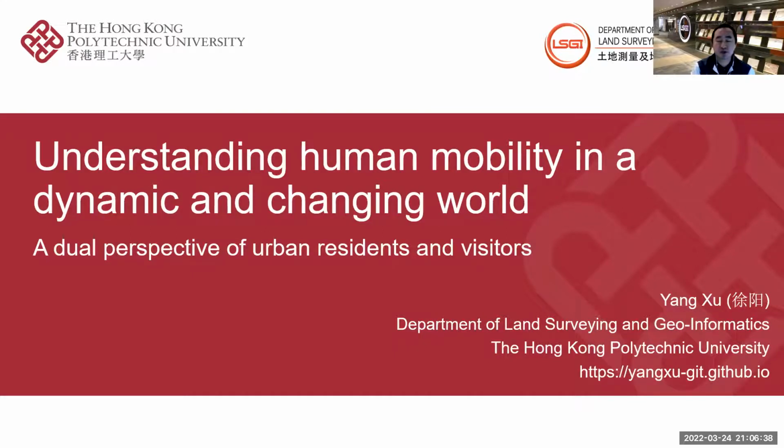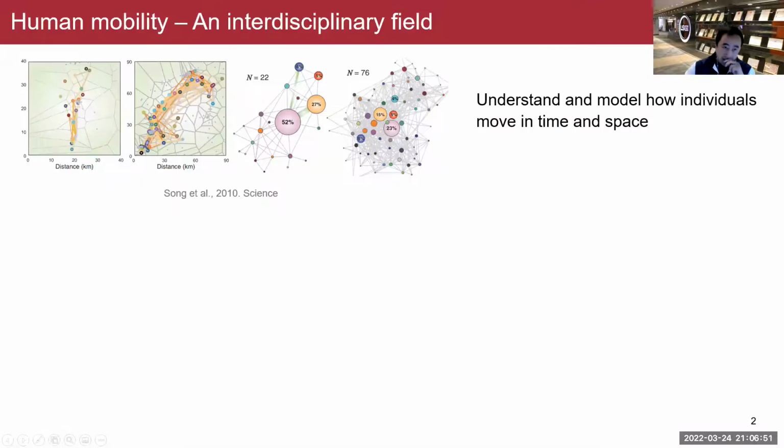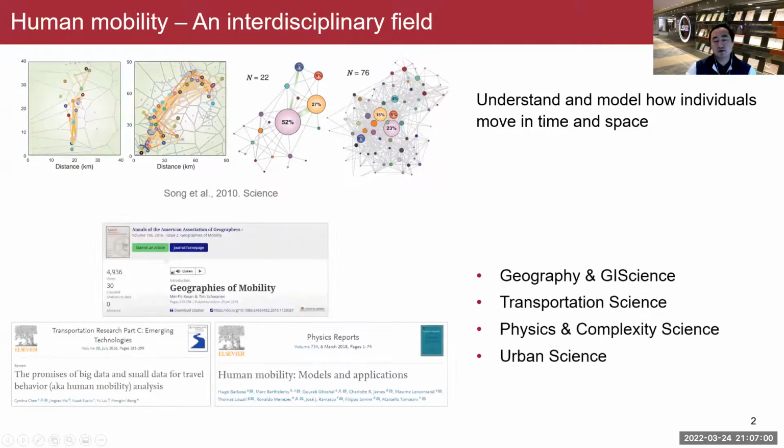So today I want to take this opportunity to share some of the research that we have been doing over the years regarding human mobility analysis on two fundamental population groups in cities, which are residents and visitors. Human mobility is an interdisciplinary field, so the general objective is to understand and model how individuals move in time and space. It's also a fundamental research topic in many disciplines, such as geography, GIS science, transportation science, physics and complexity science, and also urban science. There are many important papers that talk about the conceptualization of human mobility, the roles of emerging datasets, and also the models to advance mobility mining and modeling.